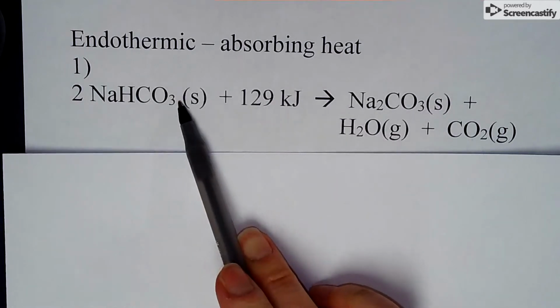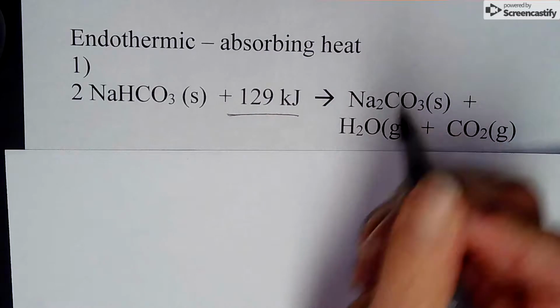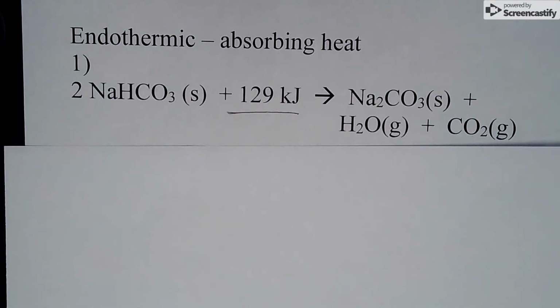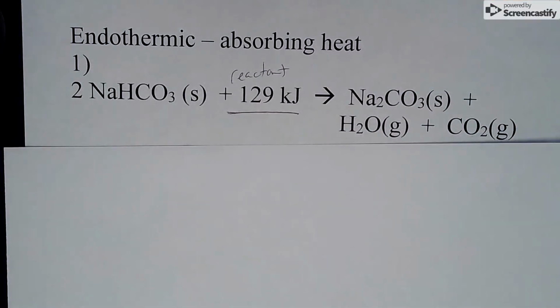Now again, I mentioned in the previous video, states of matter are going to be important because if you have different states of matter, you get a different amount of heat. Right now, it's not going to make that big of a difference, but it is important for a chemical reaction. So please note that the heat here in kilojoules is listed on the reactant side. So write down reactant side. That is going to indicate you have an endothermic process.